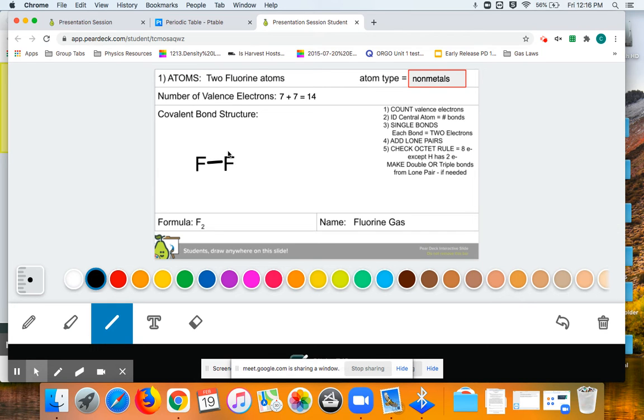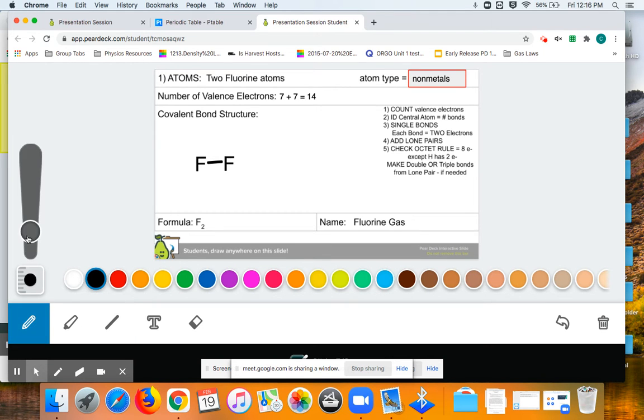So I am going to add, oh, I don't want a line, I want a pencil. I am going to add electrons until I get to 14. I'm at 1, 2, so now I'm at 3, 4, 5, 6, 7, 8, 9, 10, 11, 12. Oh, that was a little close. Oh well. And 13, 14.